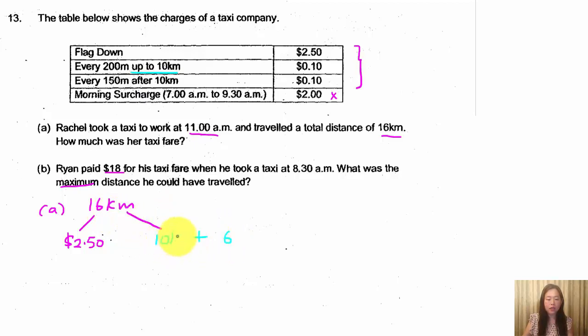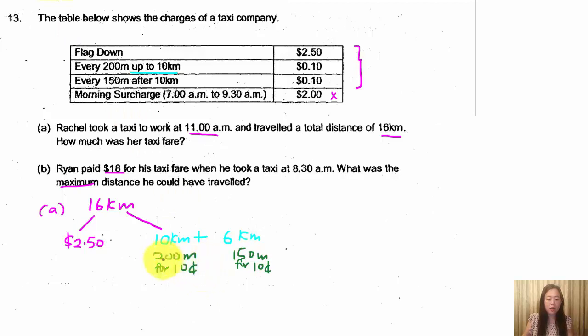So notice that the 10 km and the 6 km here are based on different rates. For the first 10 km, it will be based on 200 meters for 10 cents. And here, this will be 150 meters for 10 cents. So you can see that once you exceed 10 kilometers, it is actually cheaper.